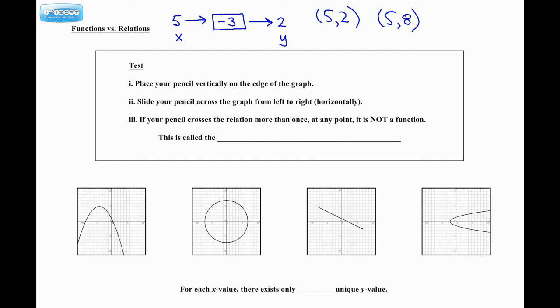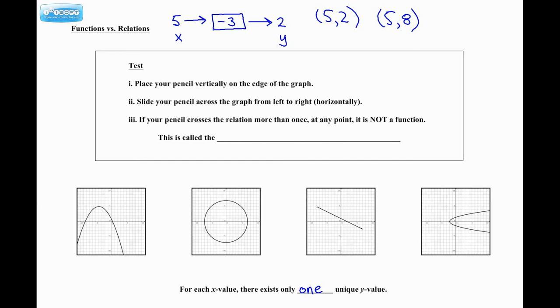So I'm actually going to summarize that right on the bottom. For each x value, there exists only one unique y value. If that condition is satisfied, then the relation is special, and we call it a function.